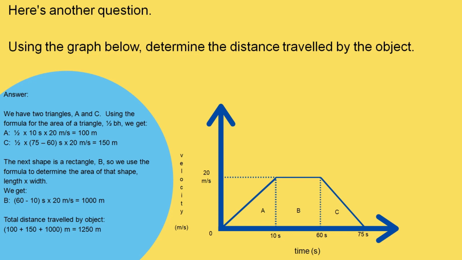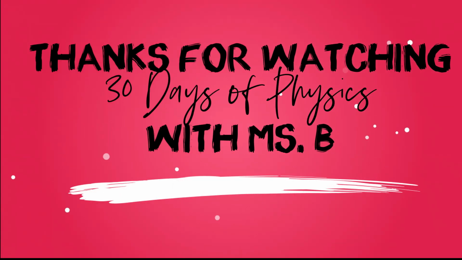Then, with all that done, we simply add all of the distances that we would have calculated. And from there, we will get the total distance traveled, which ends up being 1,250 meters.